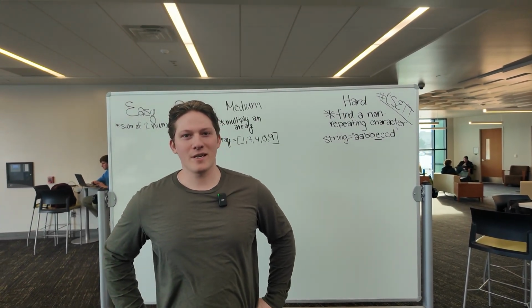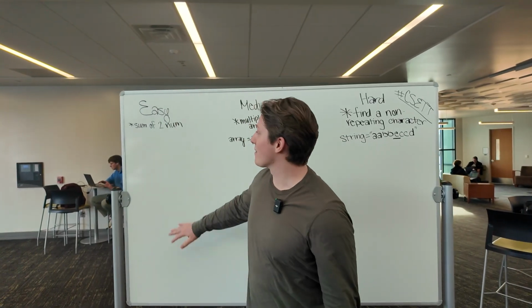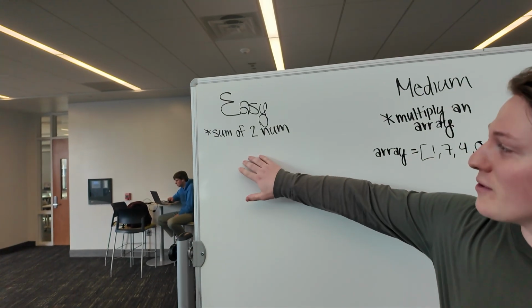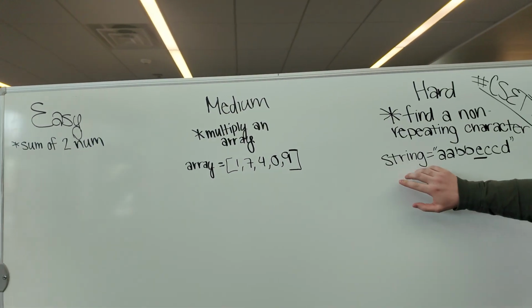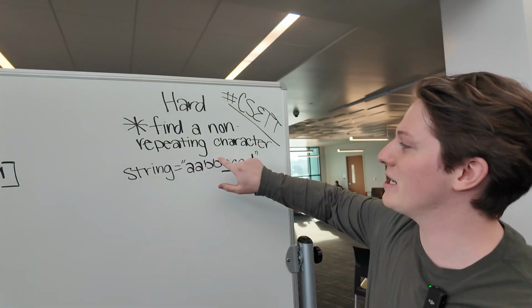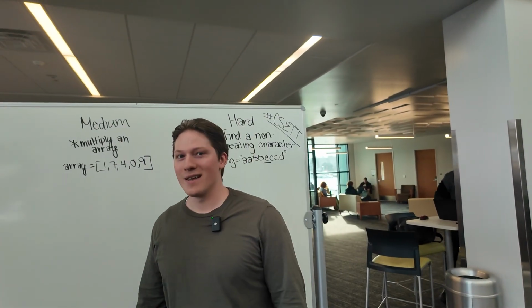Today we're going to be holding street technical interviews with students that pass by. It goes in ascending order from an easy question like finding the sum of two numbers all the way over to something a little more difficult like finding a non-repeating character in a string. So we're going to ask some students and see what they come up with.